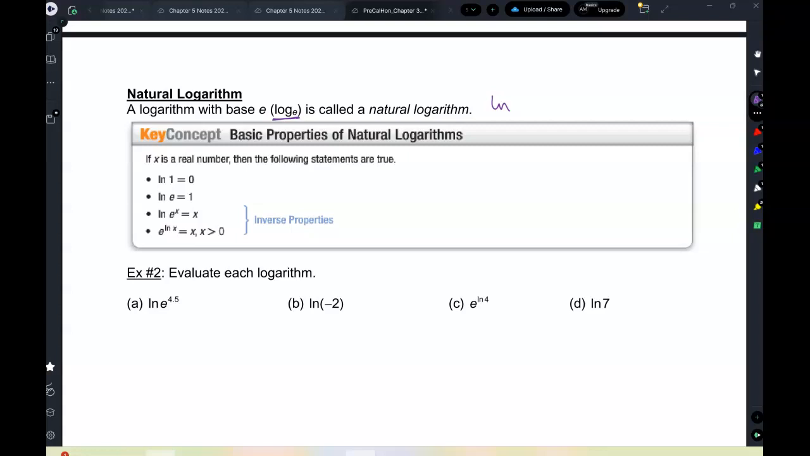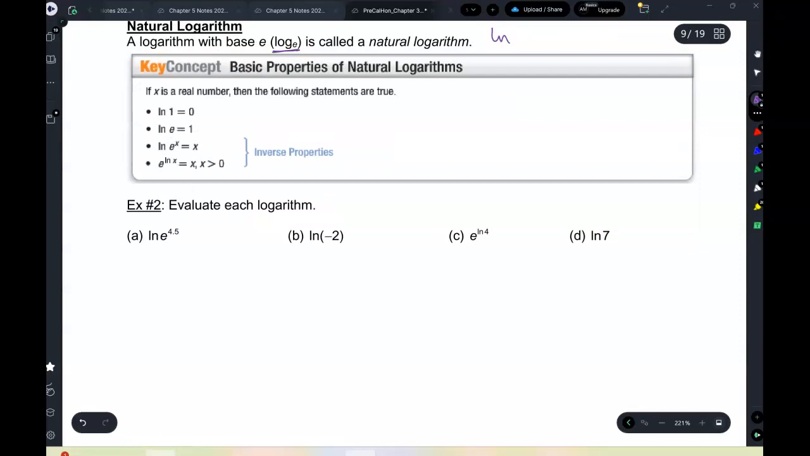So log base e of 7, let's say, it's the same as ln of 7. That's all. There's no mystical thing about ln. It's just log base e. And so all the other properties also apply. So if I have ln, the base is e, to the power of 0 would be a 1. e to the 1 is e, and so on.